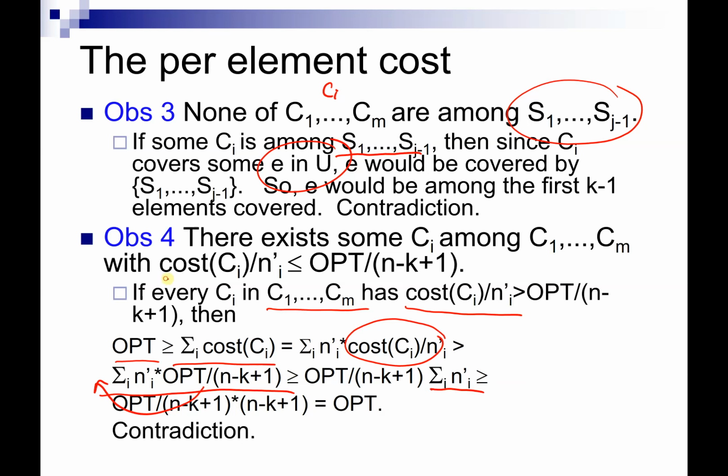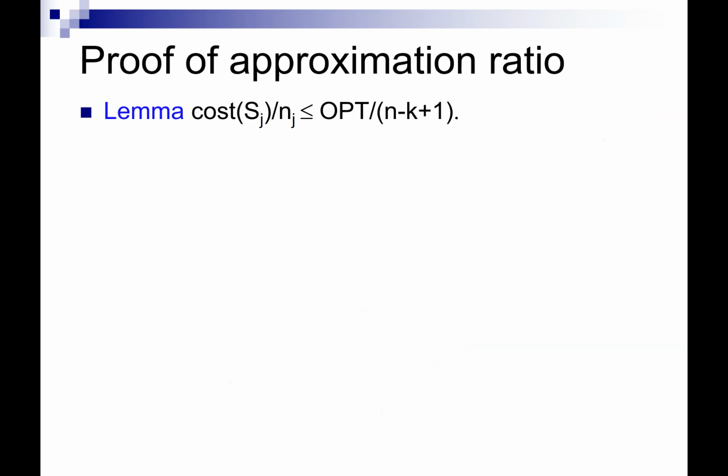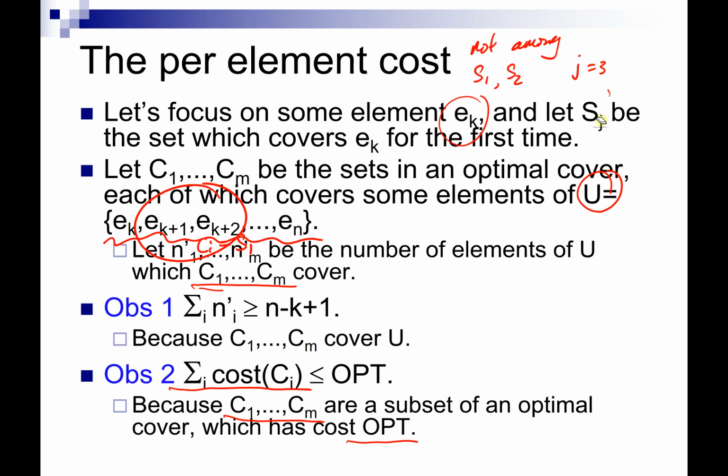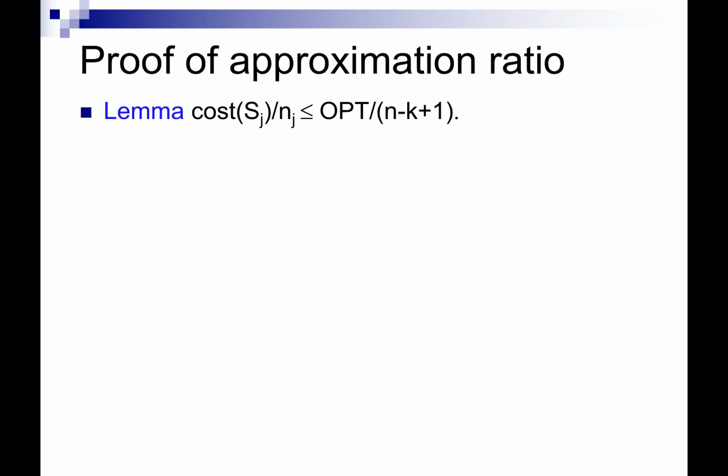Therefore there must be at least one of these C_i such that the average cost of C_i, the cost of C_i divided by the number of elements that it covers, has got to be at most opt divided by m minus k plus 1. Now we're almost done, because we can say that the cost of S_j, remember that we're focusing on this S_j, the set which covered e_k for the first time, divided by the number of new elements that S_j covers, is going to be at most this quantity.